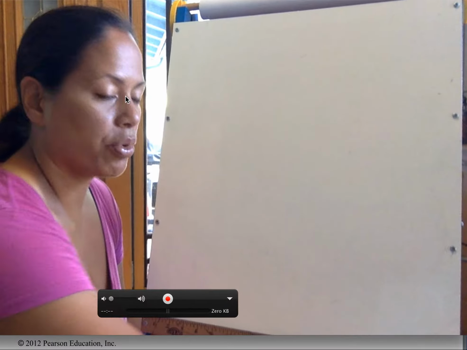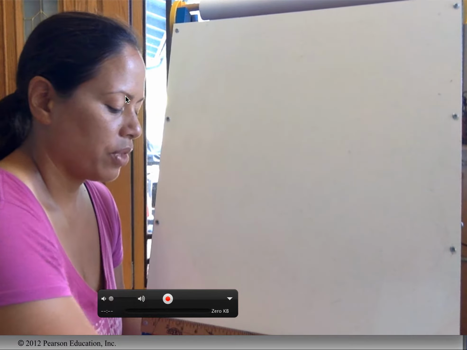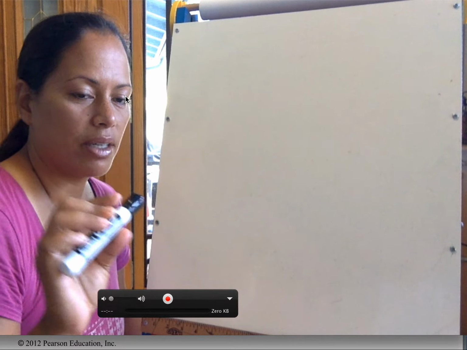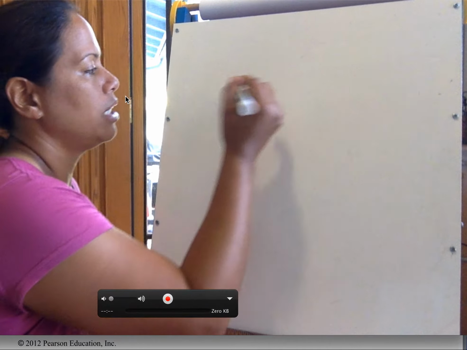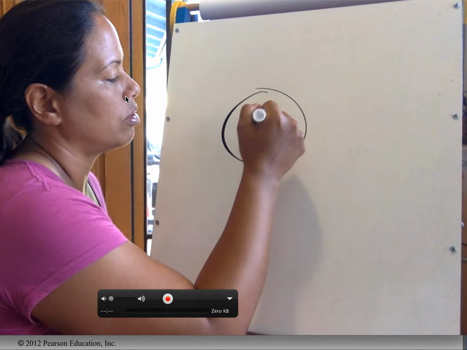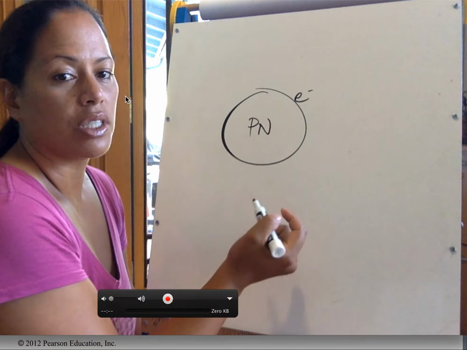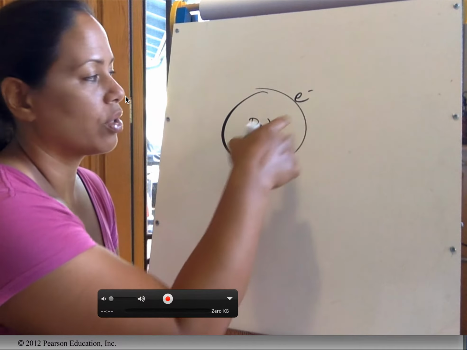So how I remember it is just simply this. What is this that I have in my hand? It's a pen, right? So a pen is P-E-N. Simply draw a circle. I write P, E, N. So I have protons, neutrons, electrons.